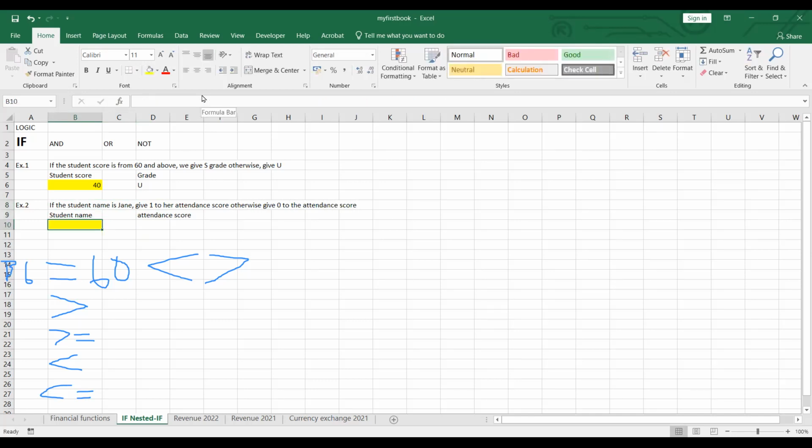Okay, right. In this example, I would like you to try by yourself. Try to enter the name of a student in here, and then show the attendance score. Okay, let me type the name. Okay, so I want you to try on these two cells, James and Jane, and enter the attendance score for these two persons.